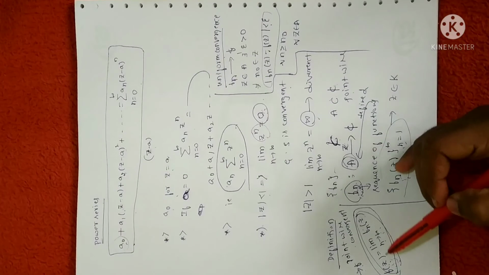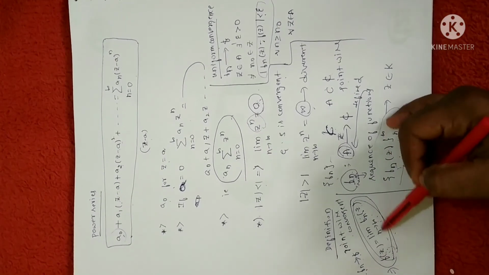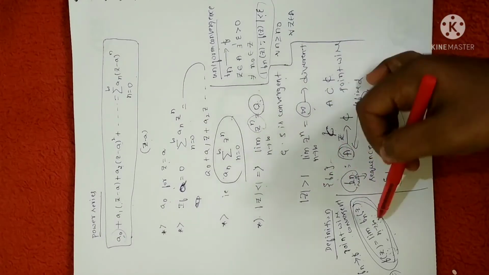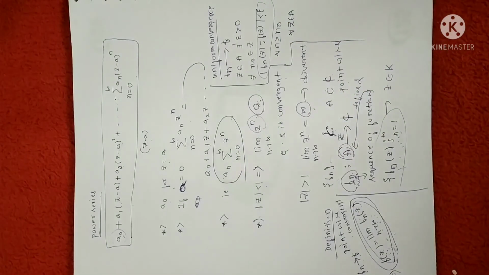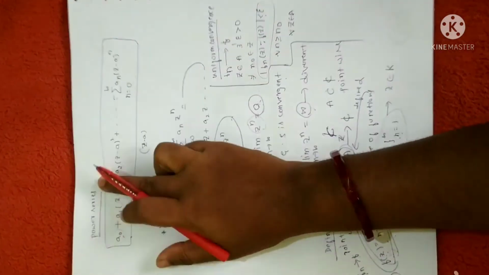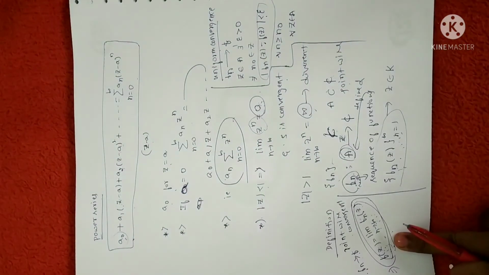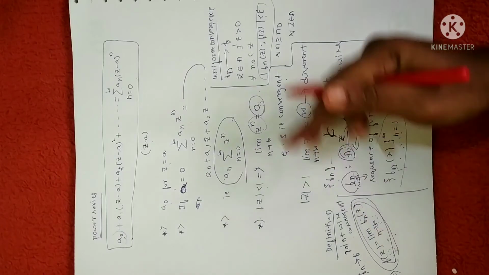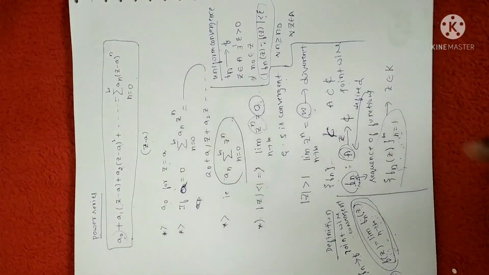Whereas pointwise convergence in the sense, we have to apply the concept of limits as I told you here. So these are the definitions of pointwise convergence and uniform convergence. Hope it is clear. So this is regarding power series. This is pointwise convergence of a given sequence. This is uniform convergence of a given sequence.